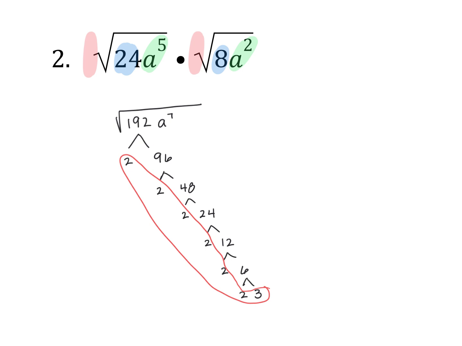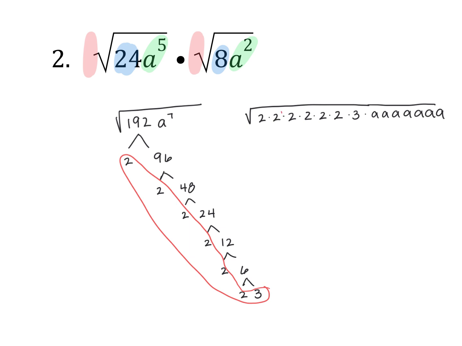And those are going to go underneath my radical. So I'm going to go ahead and put my radical over here and put everything under there that needs to be. I have 1, 2, 3, 4, 5, 6 twos. And then I have a 3. And then because my variable is a to the 7th, I'm going to write 7 A's. So 1, 2, 3, 4, 5, 6, 7.